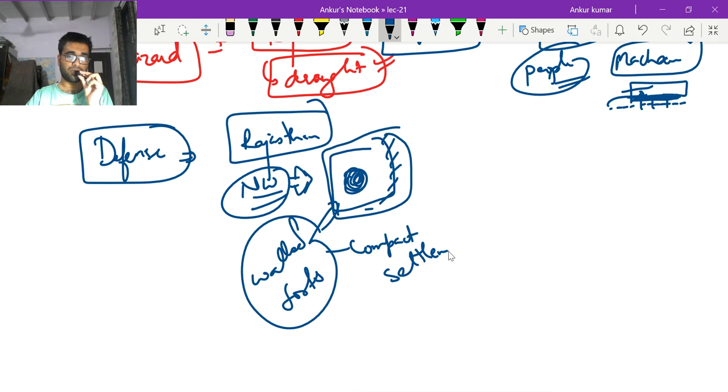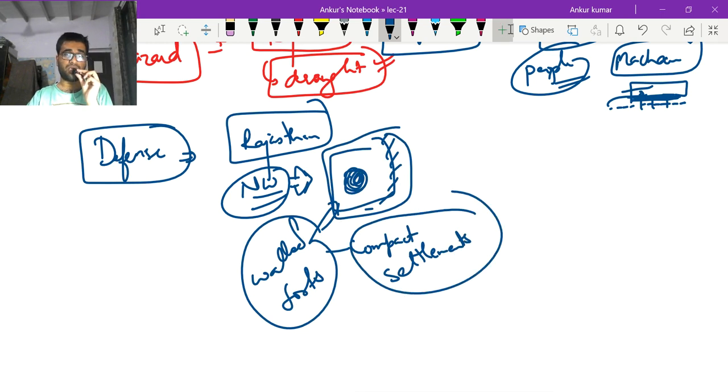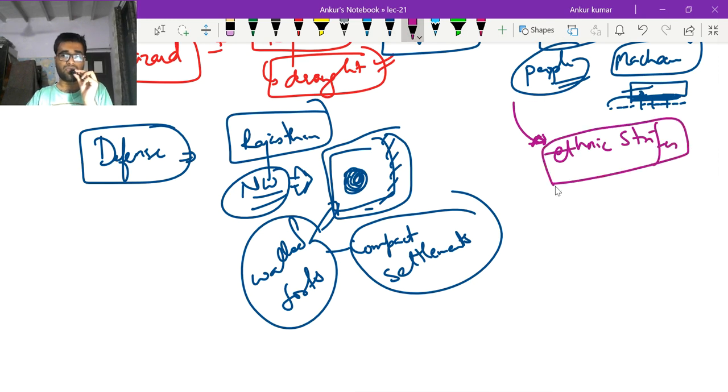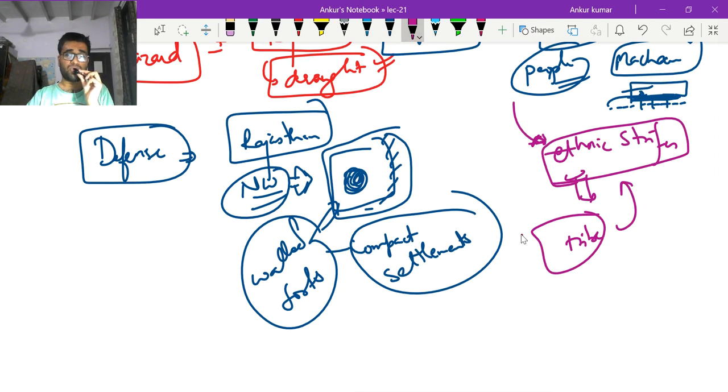But in case of the northeast region, the threat was very different. There was ethnic strife, right? And because of this, a large number of tribes are living there. They are staking claims over different territory, leading to ethnic strife. So this factor led to no discouragement of the compact type of settlement. So what happened here, the semi compact settlement formed, semi compact.